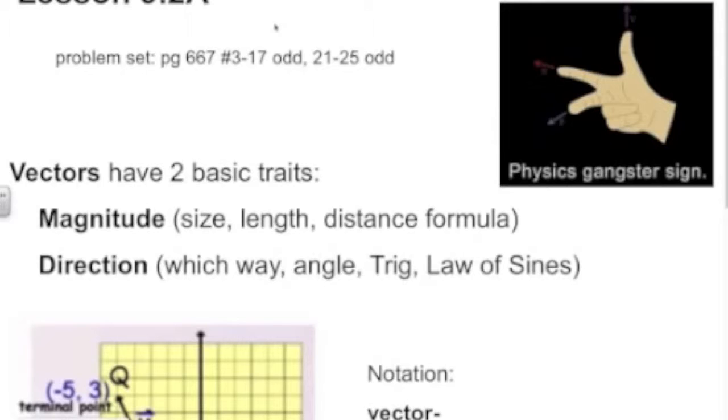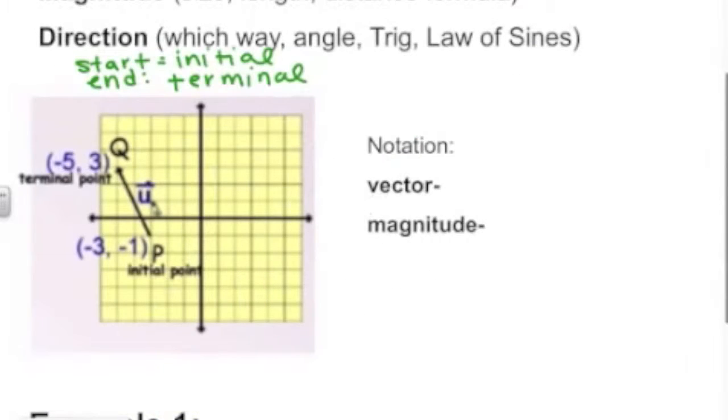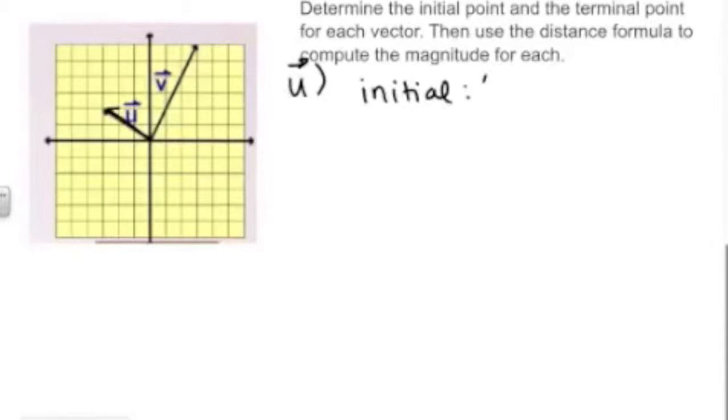Vectors, finding their magnitude and direction. Here we have a vector, here's its initial point, and here where the arrow is, that's its terminal point. You can see it is at the origin, it's at 0, 0, and its terminal point is at -3, 2, that's where it ends.